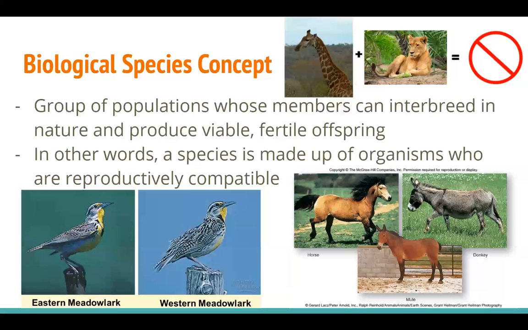There are also some species that look incredibly similar to us, like the eastern and western meadowlark. But because of things like where they live or their behavior, sometimes they have different mating songs, they won't interbreed in nature, even if maybe they theoretically could. They won't, in which case they are considered separate species. Questions about this definition?